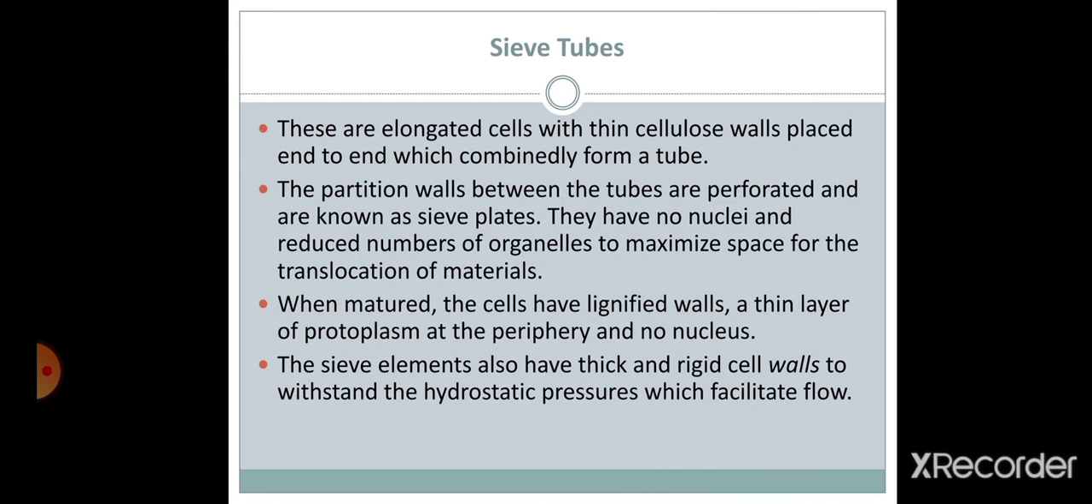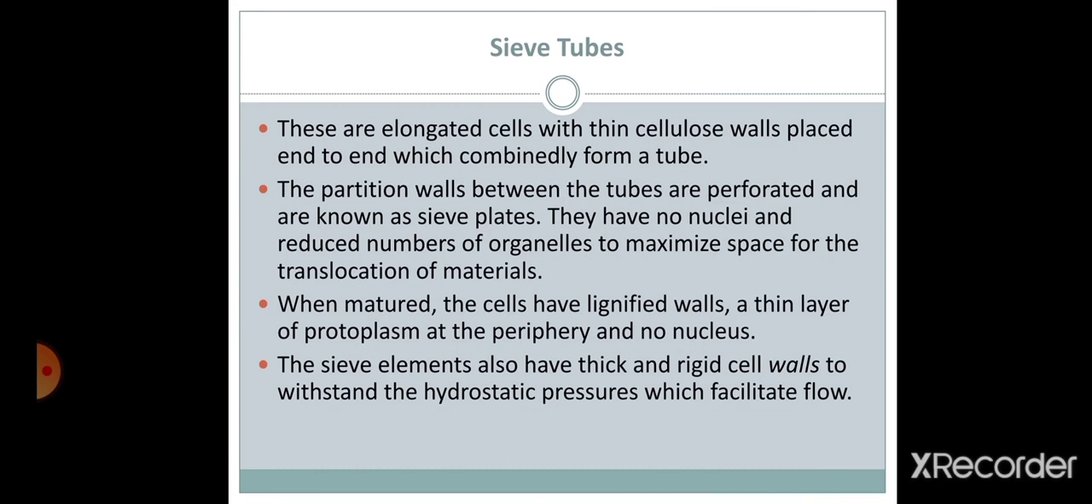So the origin of the sieve elements: the meristematic cells divide longitudinally to form two cells. One cell, the larger one, forms the sieve tube member and the other one forms the companion cell. Okay, so basically the meristematic cells divide longitudinally to form two cells. From that, one cell originates as the sieve element, and the second originates as the companion cell.